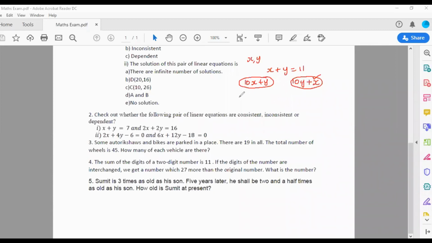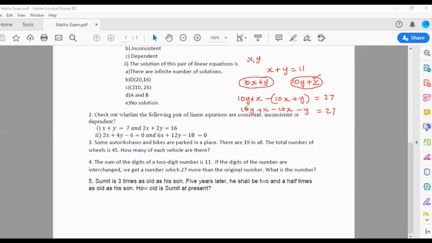Okay, so here you can write like this: 10y plus x minus the smaller, that's the original one, 10x plus y, is equal to 27. So this is the second equation. You can reduce this to general form. So you can give the minus sign for both the terms inside the bracket. So 10y plus x minus 10x minus y is equal to 27.